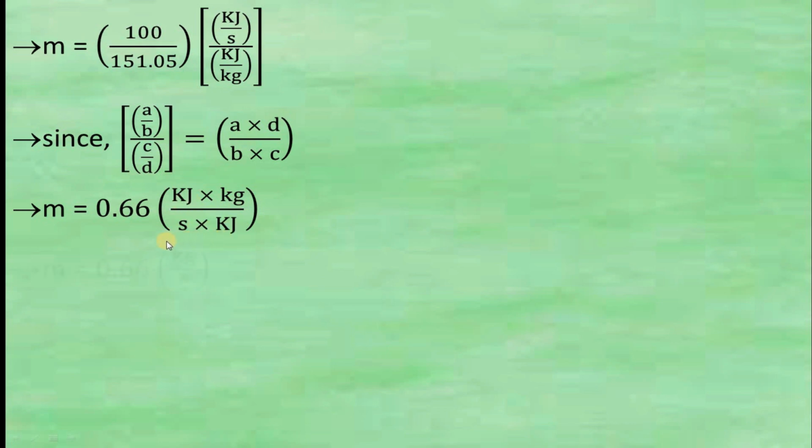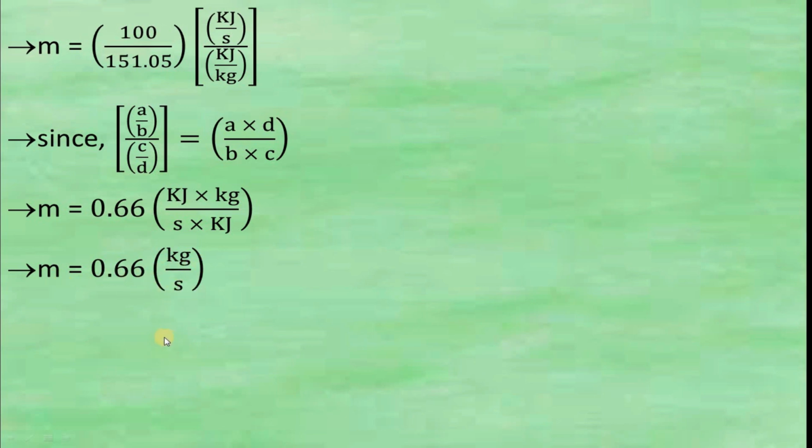So the next step will be M is equal to 0.66 kg per second, which means the steam flow rate value of the steam is 0.66 kg per second. To be more precise, inside the turbine, for every 1 second, 0.66 kg of steam is flowing. Friends, we have found the answer for this question.